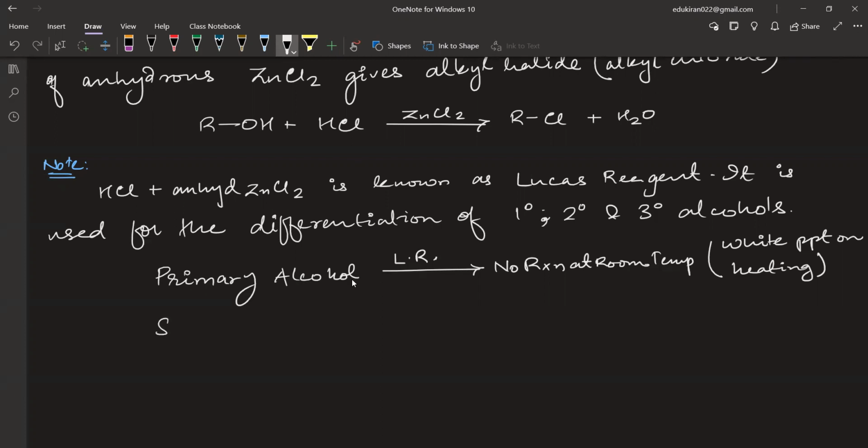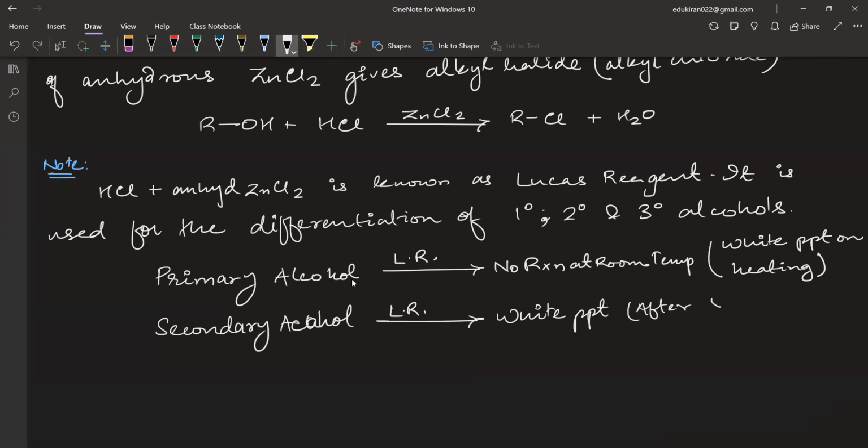Second, if you have a secondary alcohol and you add Lucas reagent, then what will happen? It will give you a white PPT at room temperature only, but after 5 to 10 minutes. That means it is taking time.